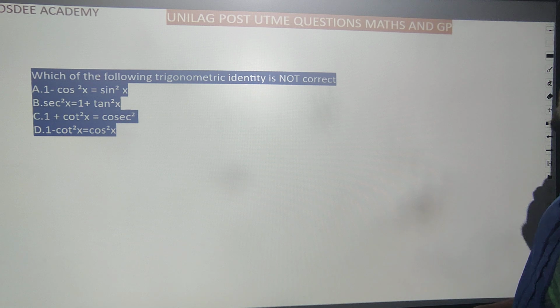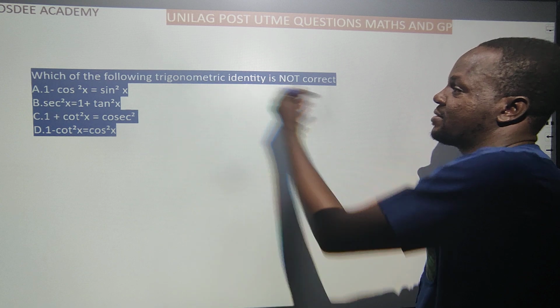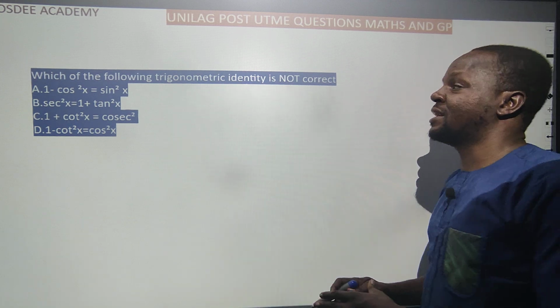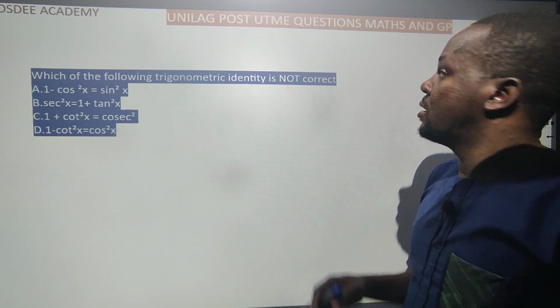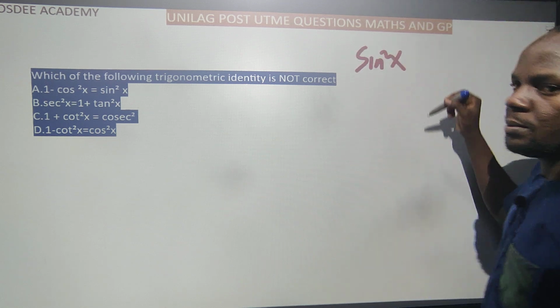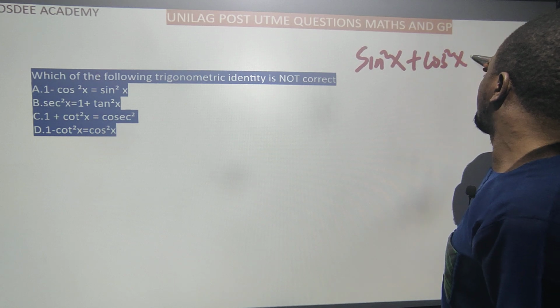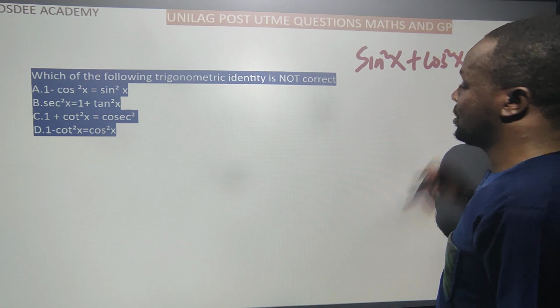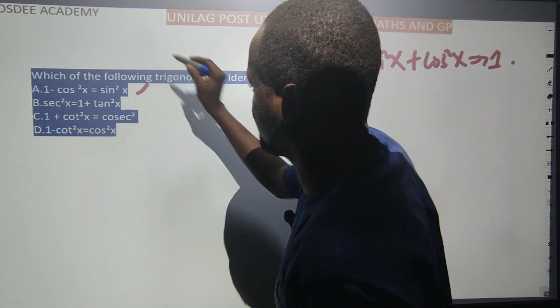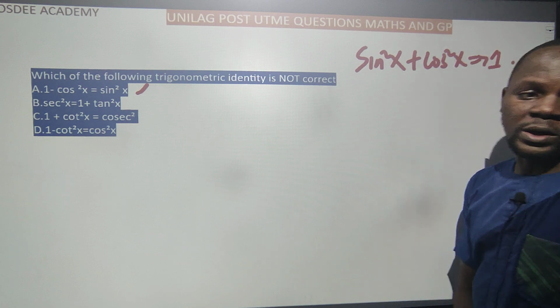I still have questions that are left, while I'm running. This one says, which of the following trigonometric identities is not correct? The basic trigonometric identity is sine square x plus cos square x is equal to 1. So this is the basic one, and this goes with that. Because if you move this guy here, it will change to plus cos square x.